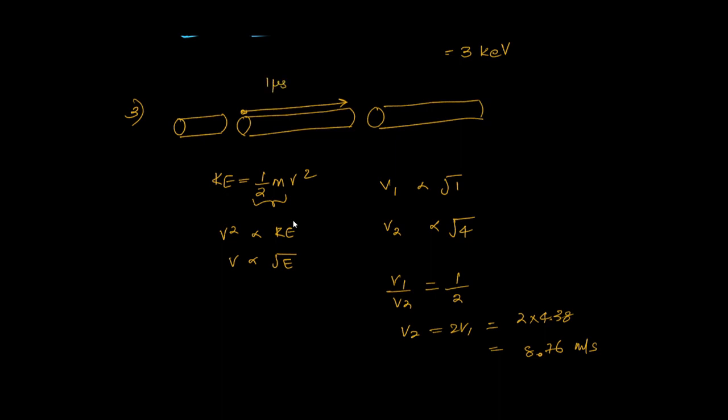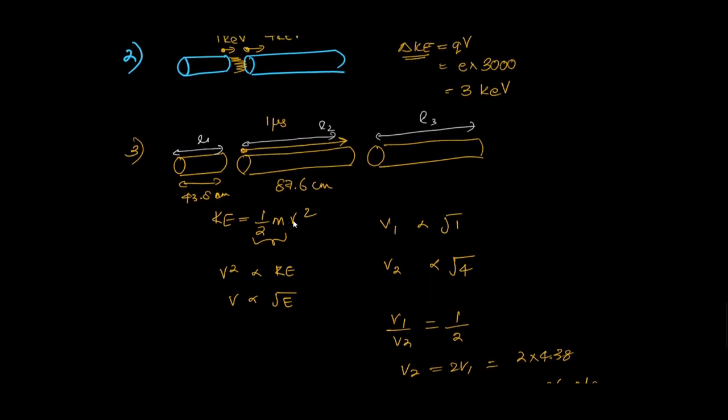Hence, the length becomes 87.6 centimeters, and the first tube was 43.8 centimeters. So it's clear that the length of the tube has to keep on increasing to accommodate that particle within the tube until the electric field changes to the desired direction.